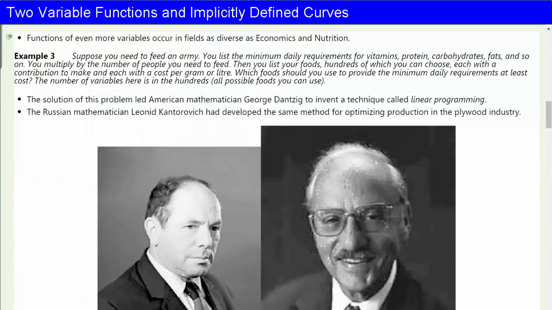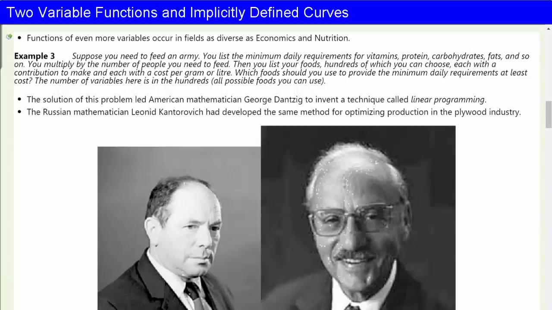Functions of even more variables occur in fields as diverse as economics and nutrition. For example, suppose you need to feed an army. So you list the minimum daily requirements for vitamins, protein, carbohydrates, fats, and so on, and multiply by the number of people you need to feed. Now you list your foods. There are hundreds you can use, each with a contribution to make, and each with a cost per gram or liter. Which foods should you use to provide the minimum daily requirements at least cost? The number of variables here is in the hundreds, all possible foods you can use.